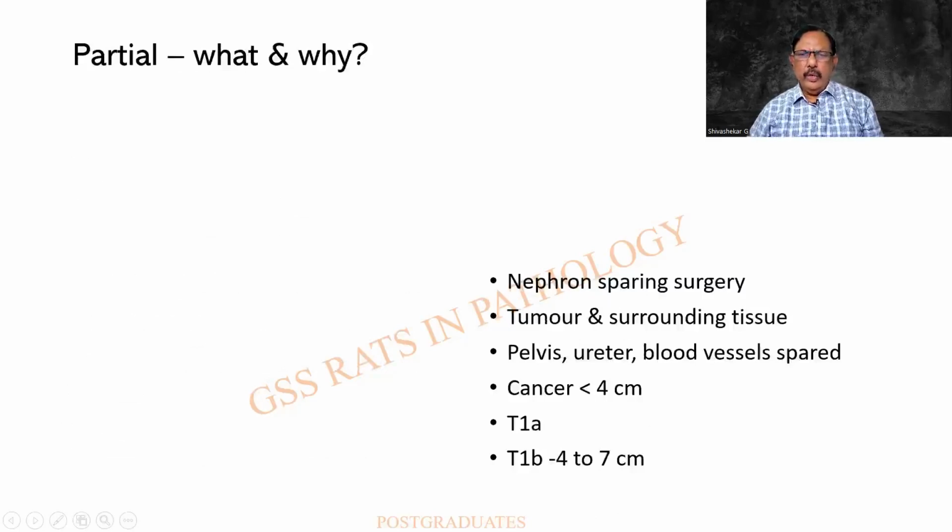Partial, what and why? It is a nephron sparing surgery. The tumor and the surrounding tissue are removed. Pelvis, ureter, and blood vessels are spared, and the cancer has to be less than 4 centimeters in the stages of either T1A or T1B. And T1B will be a little larger, 4 to 7 centimeters.